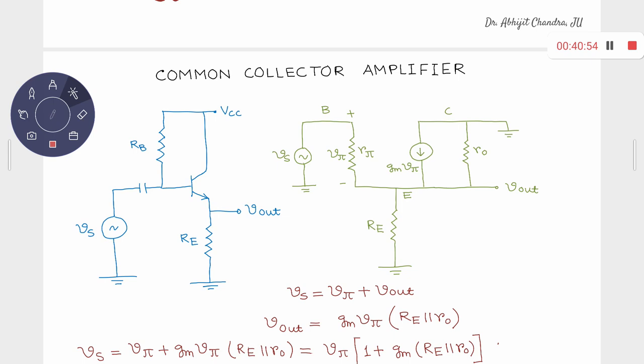Okay, so let's apply KVL in this loop. Vs is equal to V pi plus V out. Any doubt? This Vs is equal to this voltage, which is equal to V pi plus V out, right?